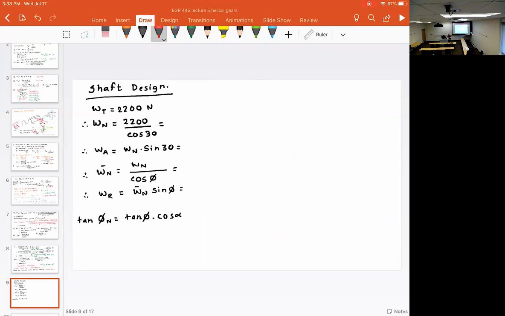Okay, to answer your question, Ghazi, we are designing the shaft for just one gear. So this is the gear that we have. So we are just designing one shaft.